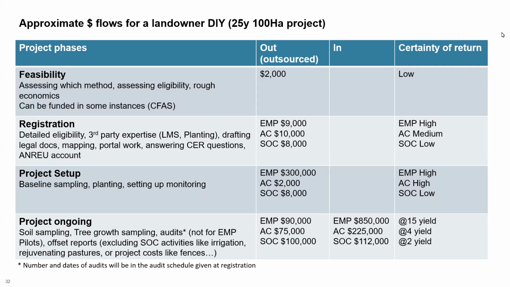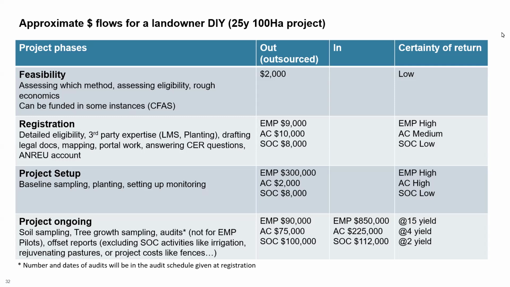Now, ongoing project costs over the 25 years, and we're talking over the 25 years for that. The biggest one is, of course, your audit. I usually work on 3 audits at $20,000.